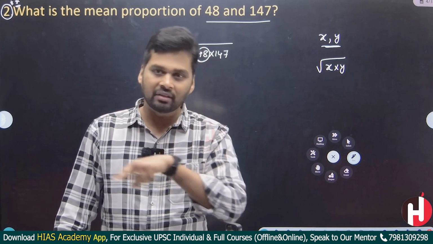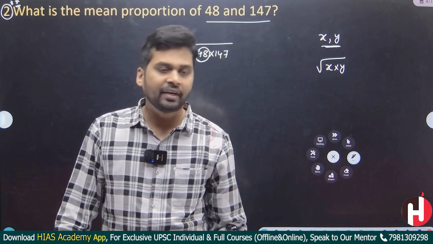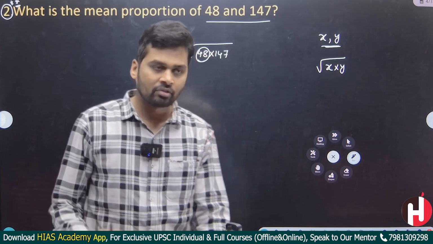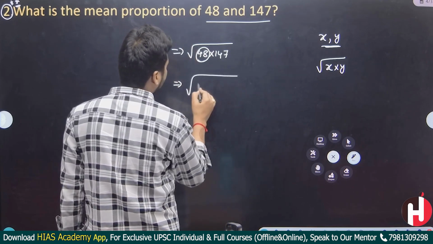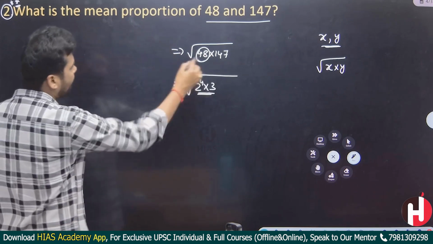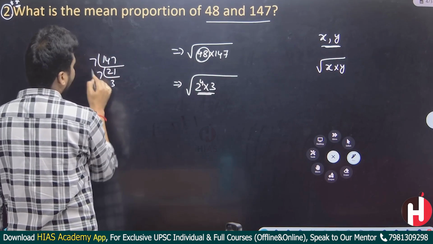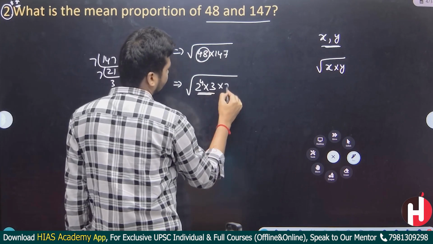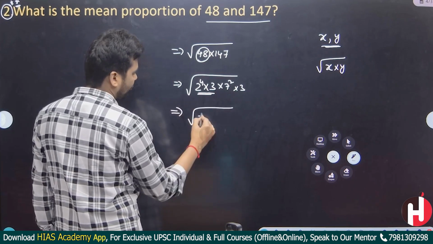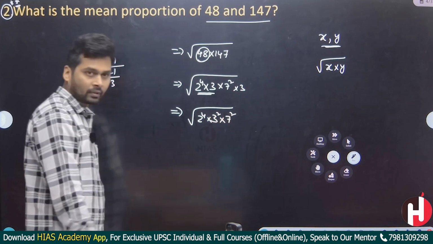So one method is, if you are good at tables, you can use that 48 can be written as 16 threes of 48. So 16 threes means that I write 16 as 2 power 4, into 3, right? And similarly, 147 can be written as 7 into 21, the 7 threes. Which means 7 into 7 into 3. So 7 square into 3. Finally, if you write this, 2 power 4 into 3 into 3 is what, 3 square into 7 square.